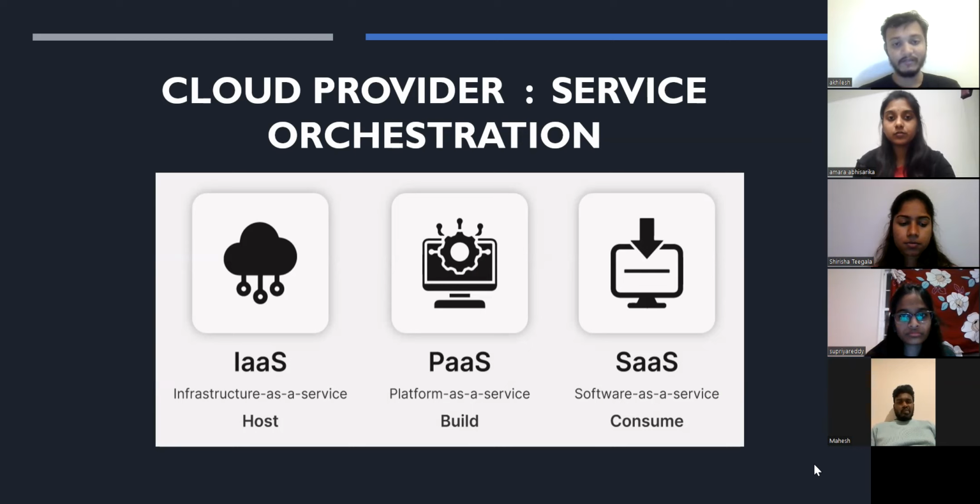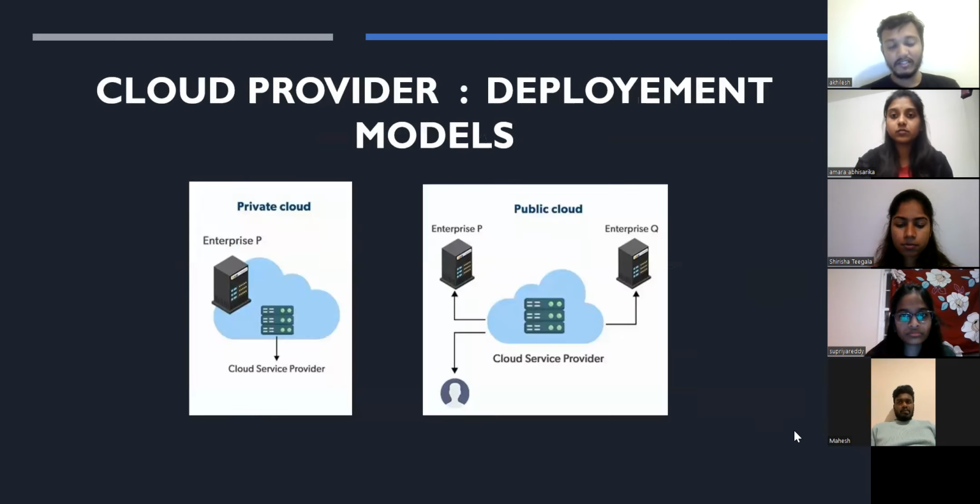Next is cloud provider deployment models. Private cloud and public cloud are two different deployment models. A private cloud has only one enterprise, but a public cloud has multiple enterprises with one consumer.